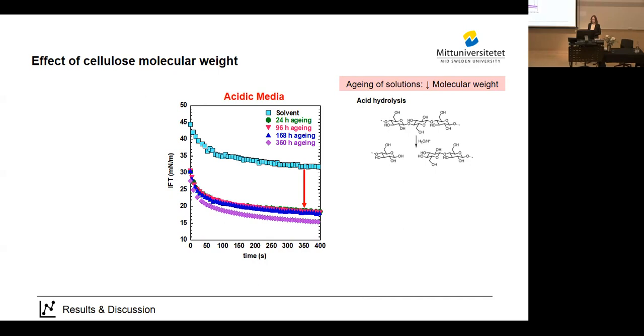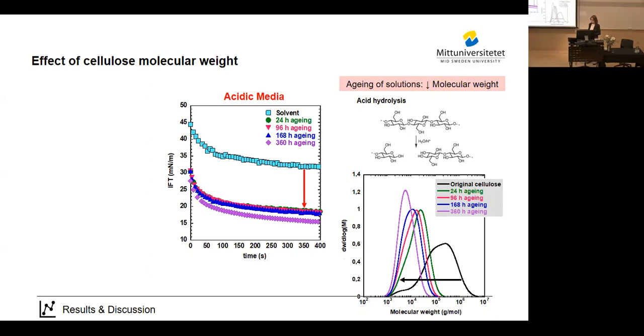So what we have seen is that in the first 24 hours, the molecular weight decreases substantially, after which the kinetics of the acid hydrolysis go into a slower pace, and eventually the molecular weight distribution becomes much narrower and less polydispersed, and this has a beneficial effect in reducing the interfacial tension. This was attributed to the faster diffusion of shorter molecules to the interface, and as a consequence also a better packing of the molecules, and most probably a larger amount of emulsifier can be covering the droplets.